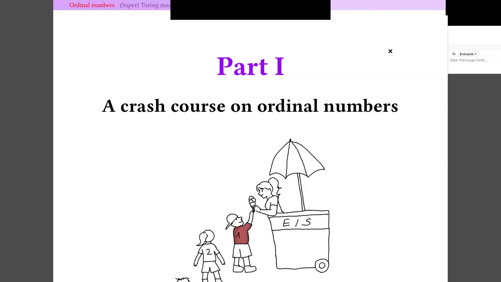That's about the ordinal numbers. Any questions, comments, suggestions? Okay. Then let's talk about infinite time Turing machines.